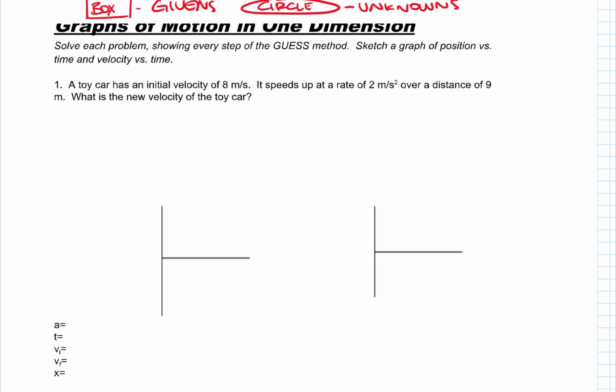So, a toy car has been given an initial velocity of 8 meters per second. It speeds up at a rate of 2 meters per second squared over a distance of 9 meters. What's the new velocity?